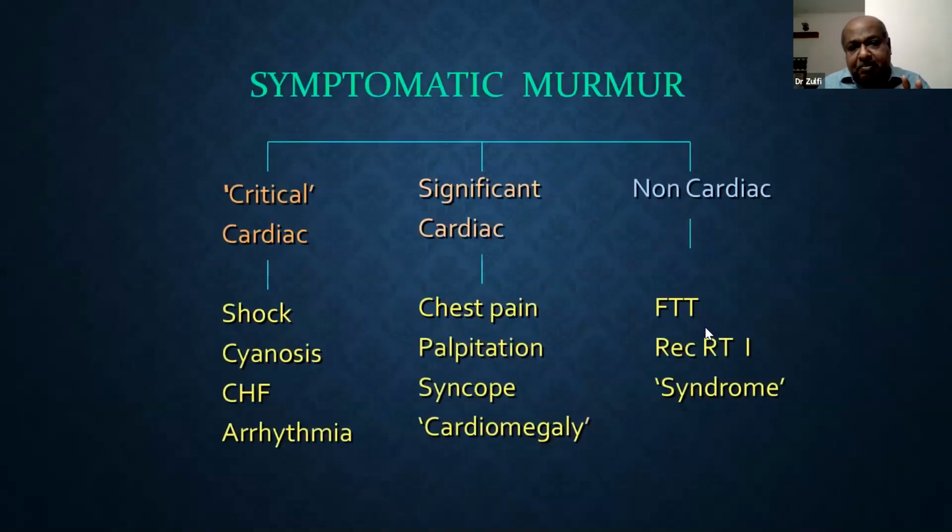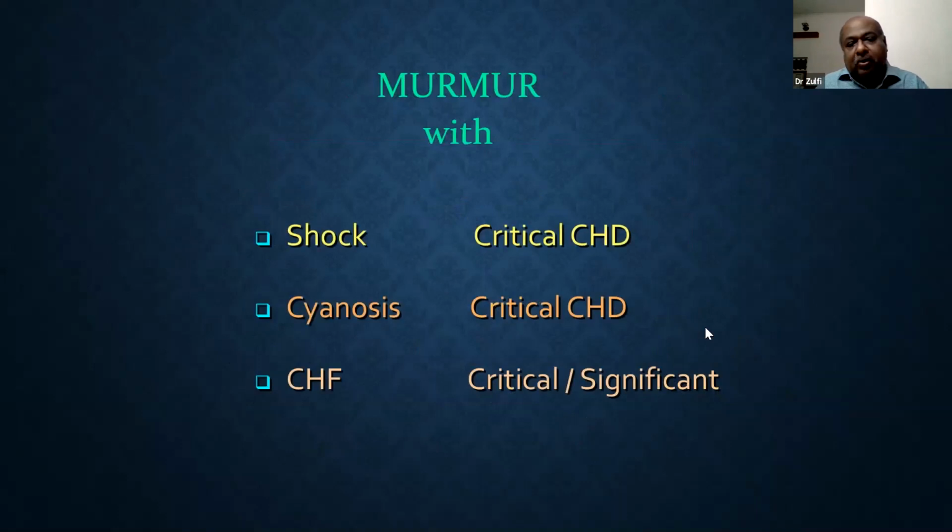Now, if you have a symptomatic murmur, things are very easy because the symptom can be very critical, like shock, cyanosis, or heart failure. It can also be a significant cardiac symptom like chest pain, palpitation, or syncope, or a non-cardiac symptom like failure to thrive, recurrent infections, or a syndromic child coming with a murmur. Naturally, we call it a murmur which probably requires a full evaluation. And a murmur, especially with shock, cyanosis, and heart failure, would require immediate complete evaluation.